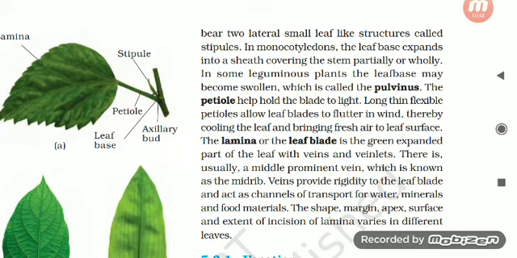The lamina or the leaf blade is the green expanded part of the leaf with veins and veinlets. There is usually a middle prominent vein which is known as the midrib. Veins provide rigidity to the leaf blade and act as channels of transport for water, minerals and food materials. The shape, margin, apex, surface and extent of incision of lamina varies in different leaves.